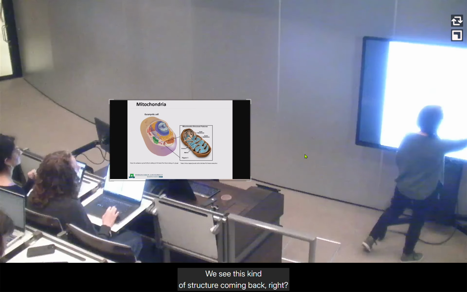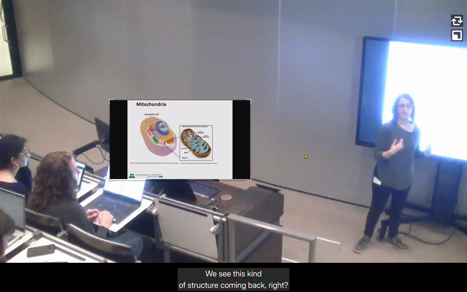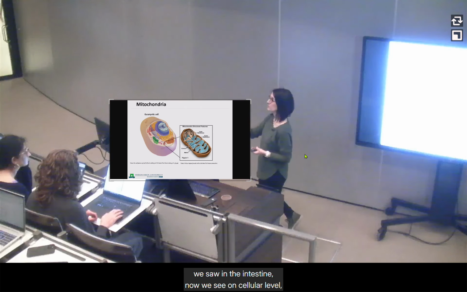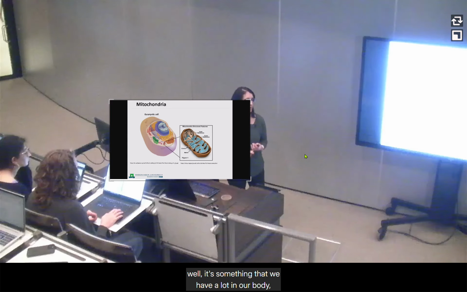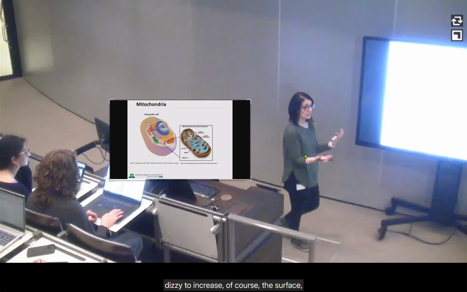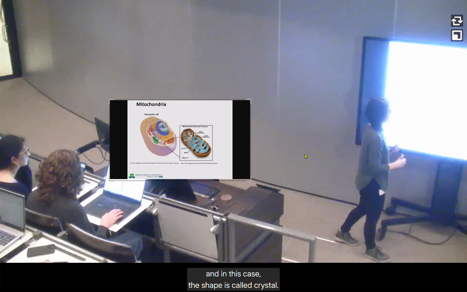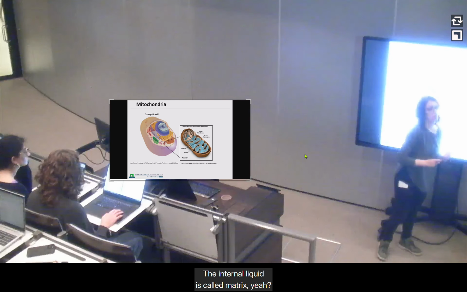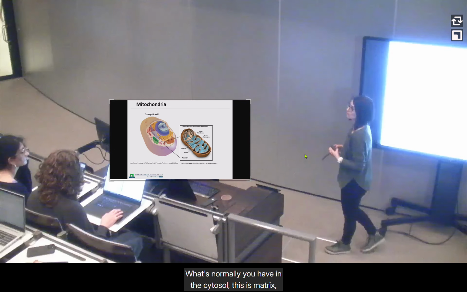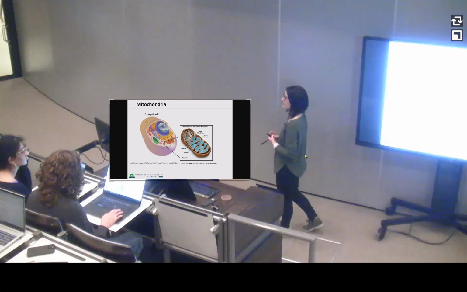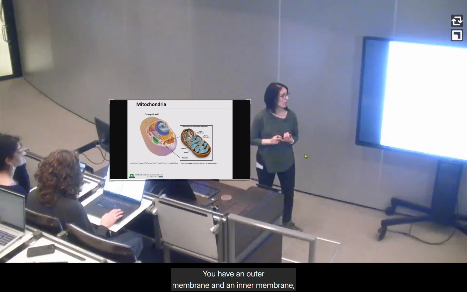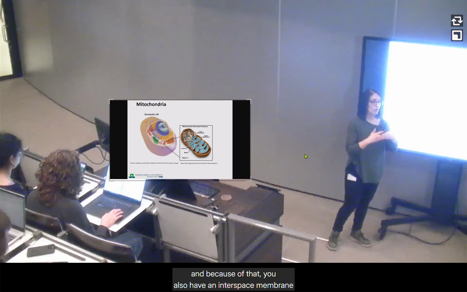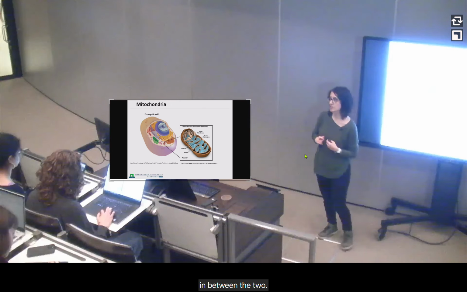We see this kind of structure coming back, right? We saw it in the organ, in the stomach, in the intestine, and now we see it on the cellular level. It's something that we have a lot in our body. This is to increase, of course, the surface. In this case, the folds are called cristae. The internal liquid is called matrix. Yeah, what you normally have in the cytosol. This is matrix. And then you have two special membranes: an outer membrane and an inner membrane. Because of that, you also have an intermembrane space in between the two.